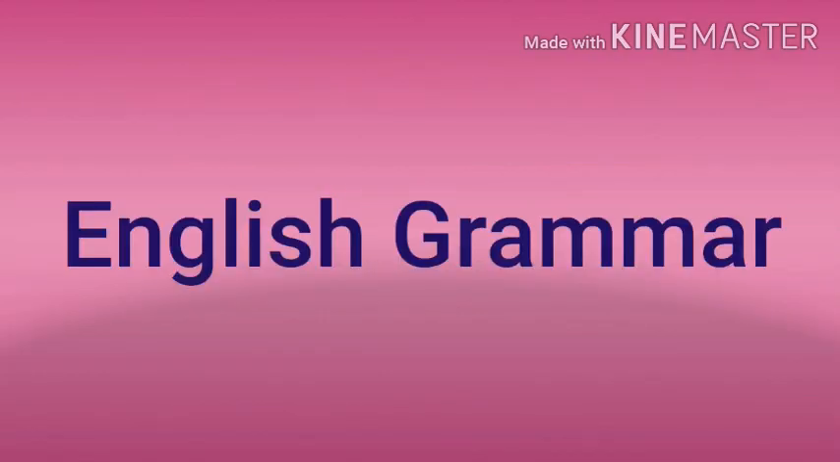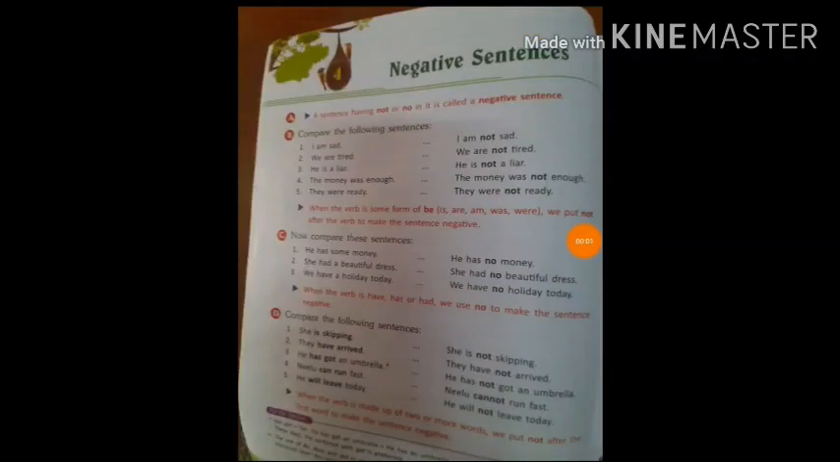Let us begin with lesson number 4, negative sentences. So now let us read. I am on page number 8. A says that a sentence having not or no in it is called a negative sentence. What do you understand? A sentence that has not or no is a negative sentence.